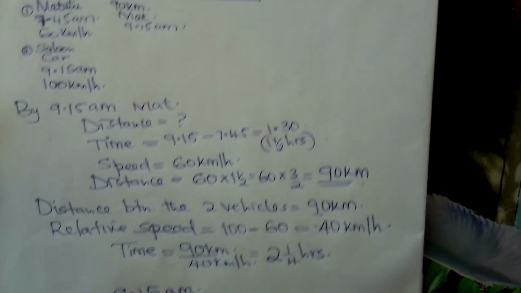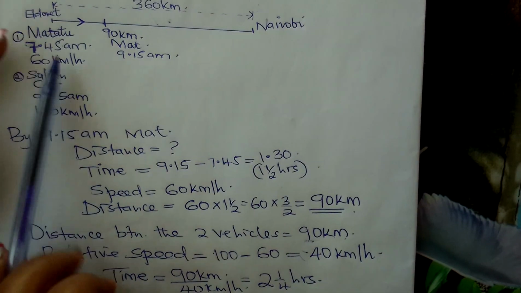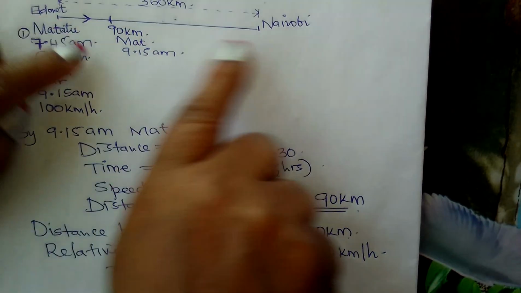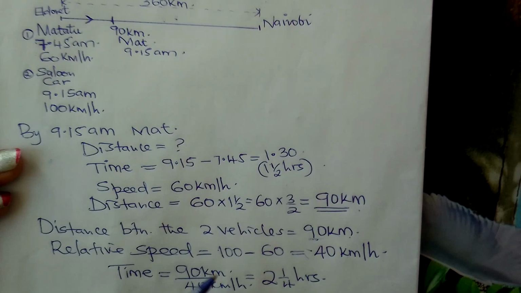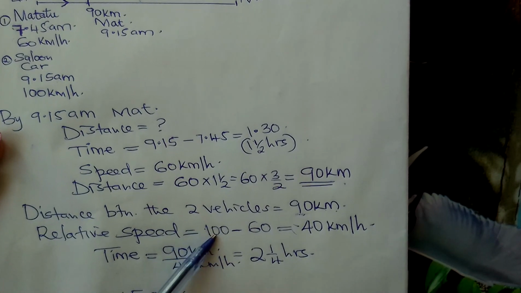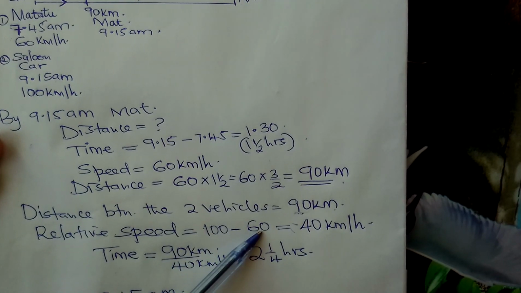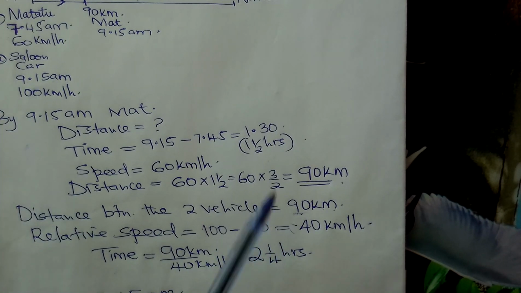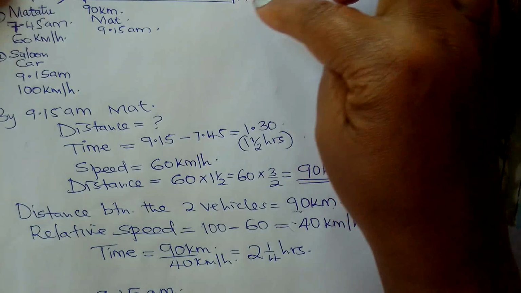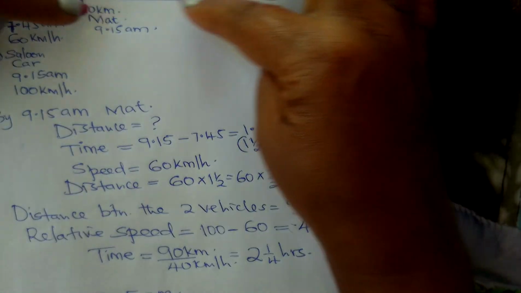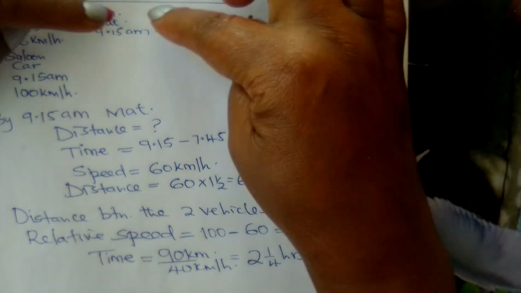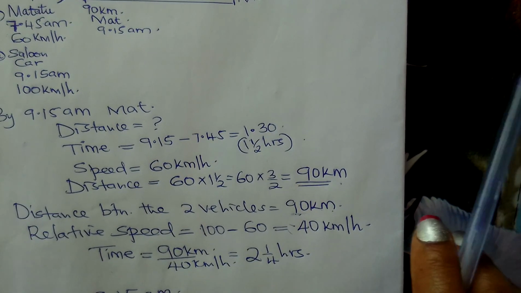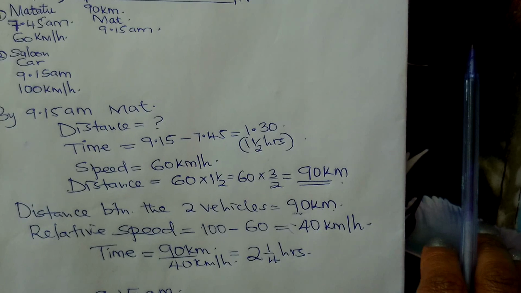Remember, learner, that if the two vehicles are moving in the same direction, to get the relative speed, you take the higher speed, you subtract the lower speed. If they were moving towards each other, you add.